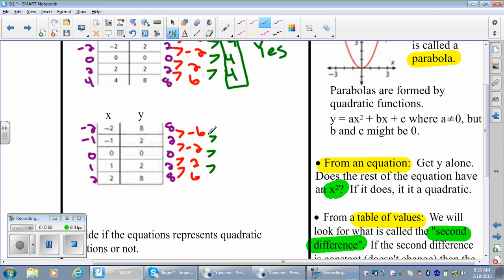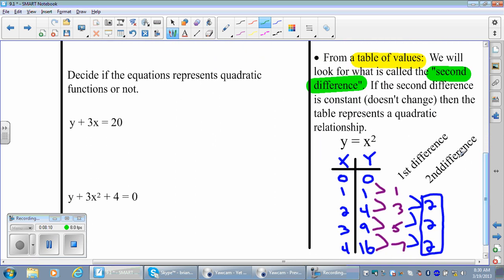Now, looking at the second difference, we have -2 minus 6 is 4. We get 4 here, and we get 4 here. And again, because this is constant, this is also a quadratic. Now, what if we're not given a table of values? What if we're just given an equation?